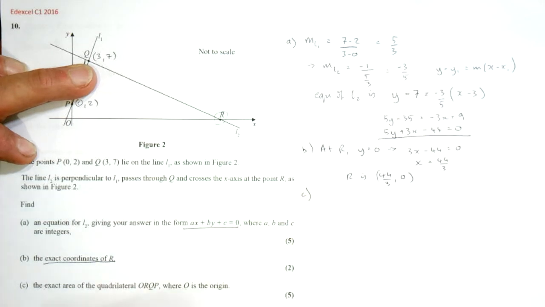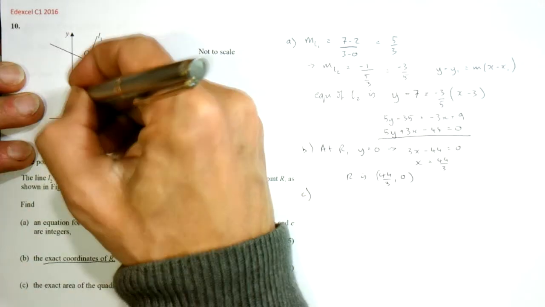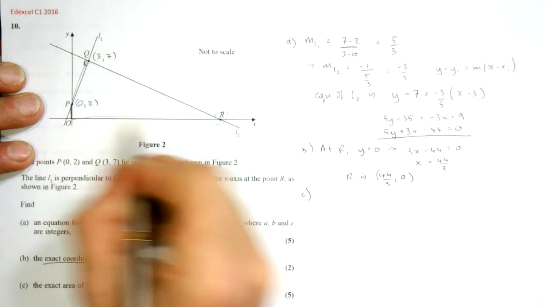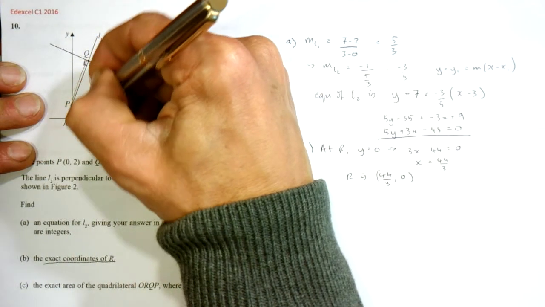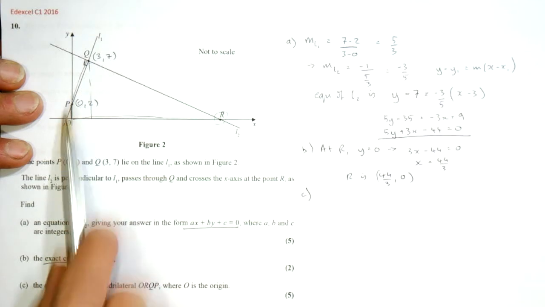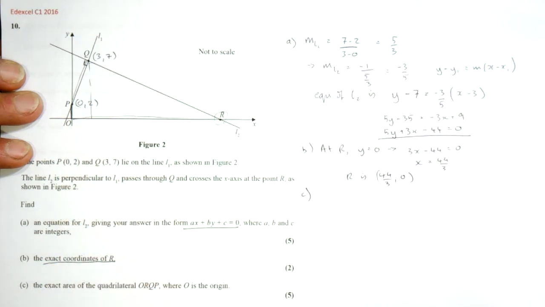And part C, to find the exact area of the quadrilateral OPQR. Right, so I'm going to split this. There's 3 or 4 different ways of doing this. I'm going to split this into a trapezium and a triangle.